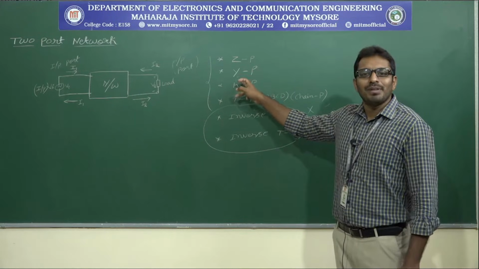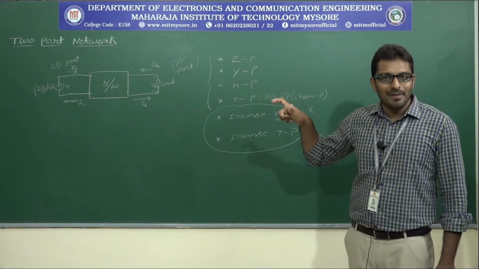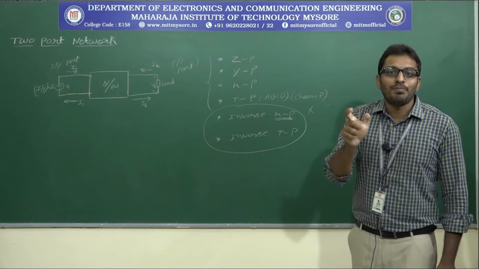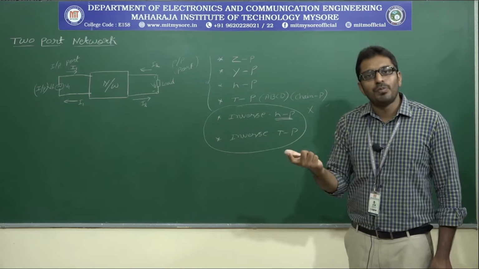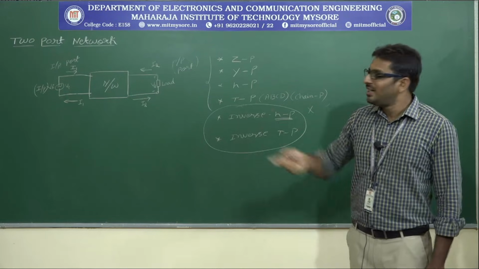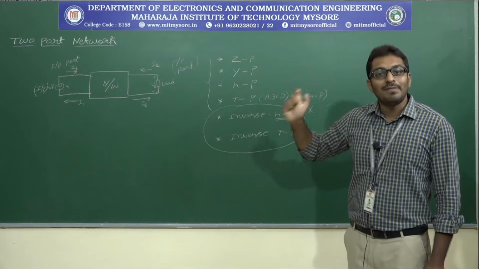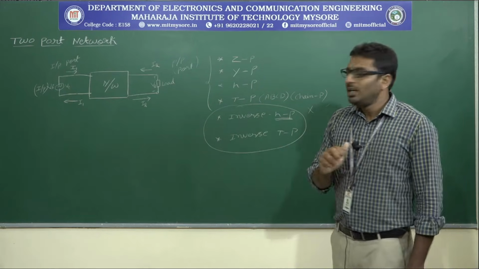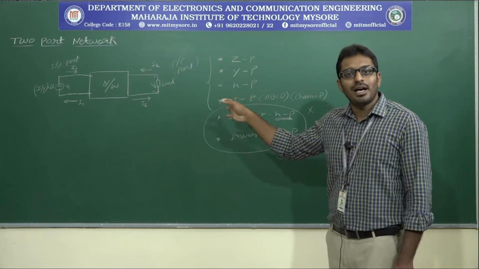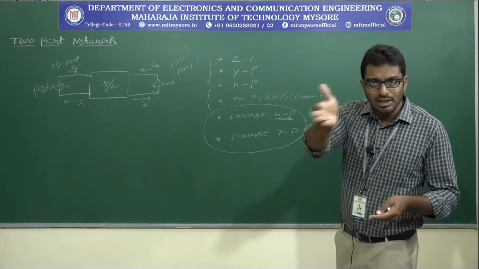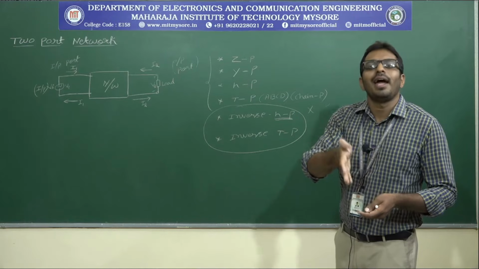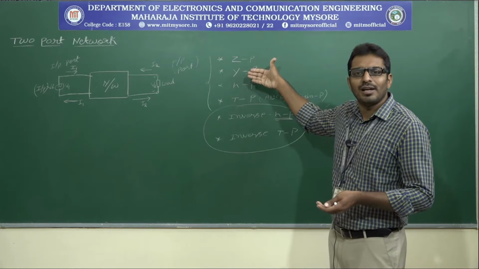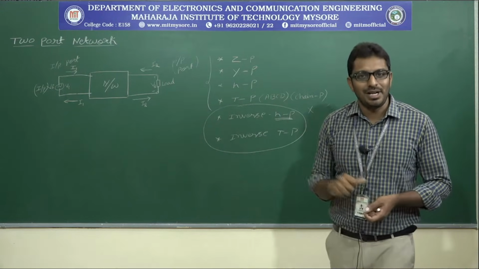Second one is Y parameters. What is this Y? Admittance parameters. In order to obtain Y parameters, either the input port or the output port is short circuited. That's why the name short circuit admittance parameters. And the third one is H parameters, because in order to obtain H parameters, in one case we need to consider open circuit and in the other short circuit, because it is a combination of both Z as well as Y. That's why it is known as H parameters.